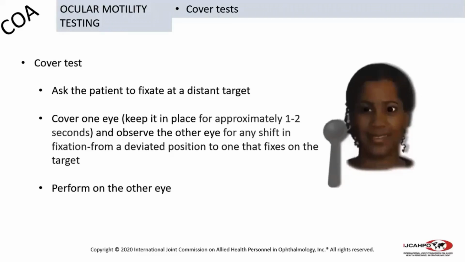Let's take a look. Ask the patient to fixate on a distant target. Cover one eye, keep it in place for approximately 1 to 2 seconds, and observe the other eye for any shift in fixation from a deviated position to one that fixes on the target. You would then perform this on the other eye.